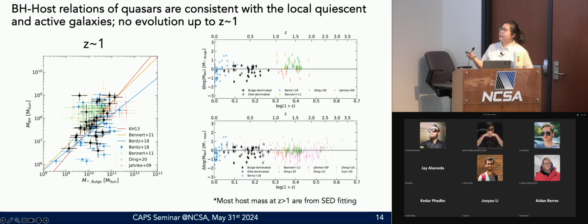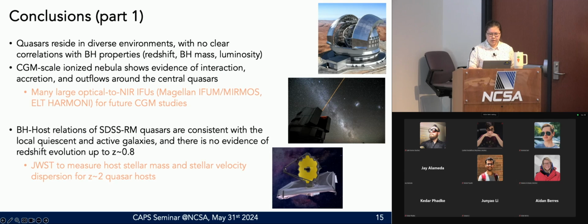Yeah, but it seems like there is no evolution up to redshift 1 and even up to redshift 2 or something, according to current results.